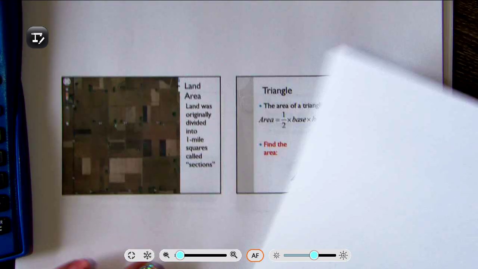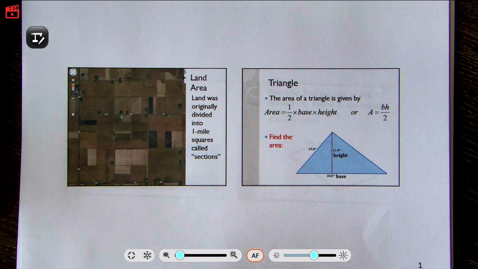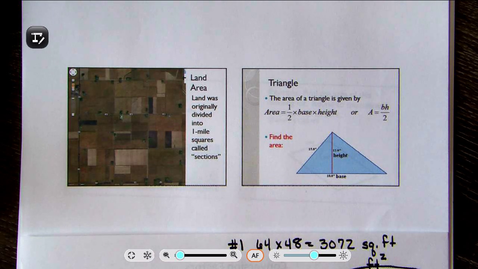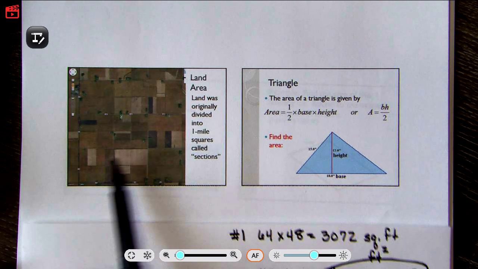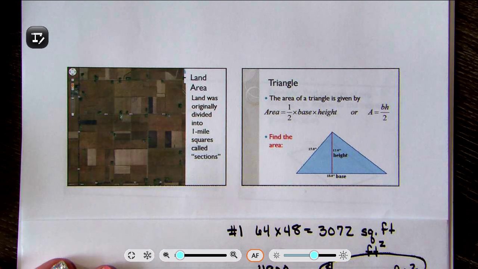The next little slide is kind of just a historical piece. It's about what happened before when land was originally designed, and that's why a lot of times if you look at a plot, especially in flatter states like Iowa, everything is square. That's because when we originally divided land up, we divided it by a square mile. So a 1 mile by 1 mile square, and that square was called a section.